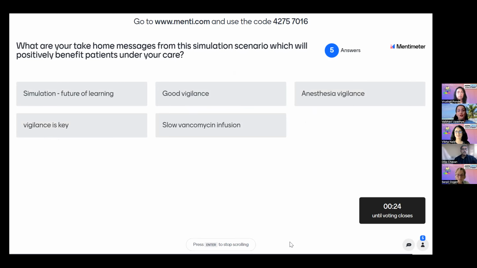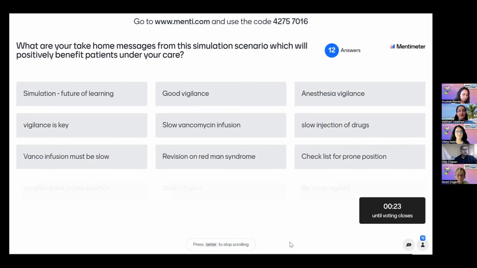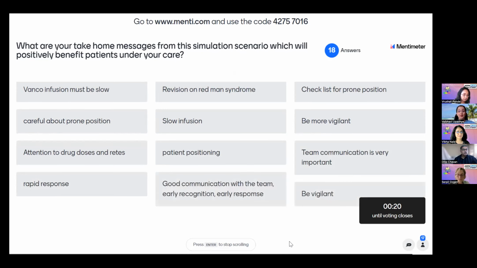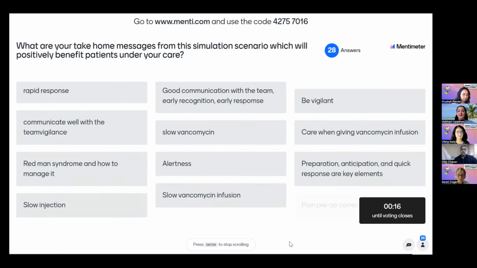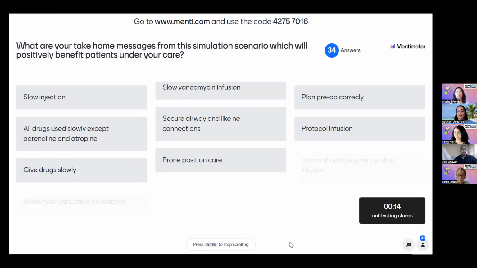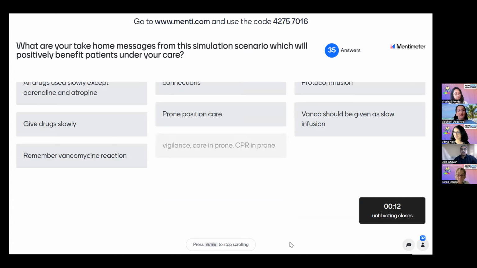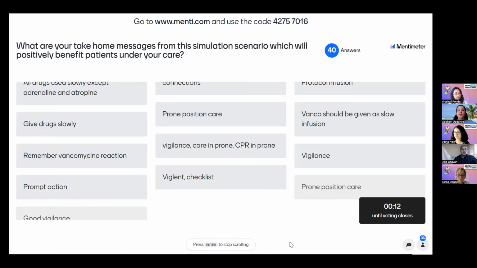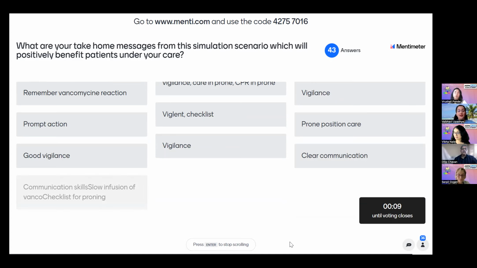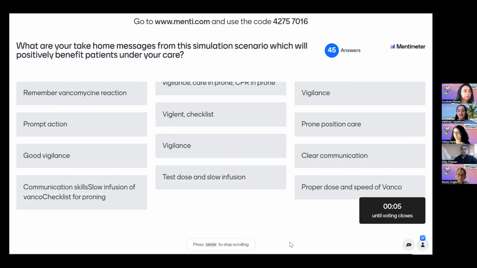Slow vancomycin infusion, vigilance is the key. Yes, simulation helps us learn. Checklist for prone position. I mean, that's amazing. Attention to doses and the rates. Red man syndrome. Yes, we should know about it. It's a possibility that it may come because multi-drug resistance is on the rise and use of vancomycin has gone up, and hence there is a high probability we may come across it.